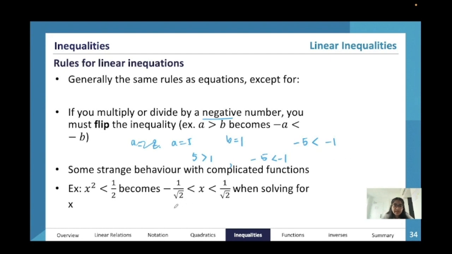If you have complicated functions, you have some interesting behavior. So let's say you have a quadratic. To know where the x value lies and what it's between, it's important that you are aware of the graph. It's hard to just do it in your head without visualizing it.